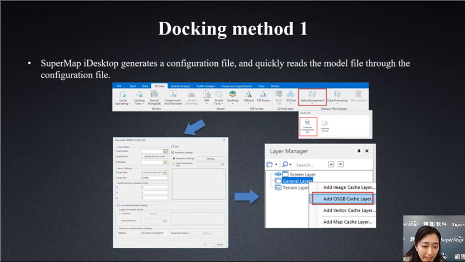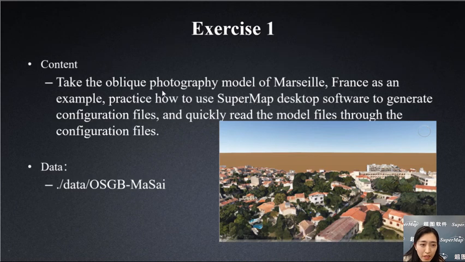Okay, so let's do the exercise on importing data with the docking method. That is our exercise. We are going to take the oblique photography model of Mosaic France as an example and practice how to use SuperMap iDesktop to generate the configuration files and quickly read the model files through the configuration files. Okay, and then let's open SuperMap iDesktop.